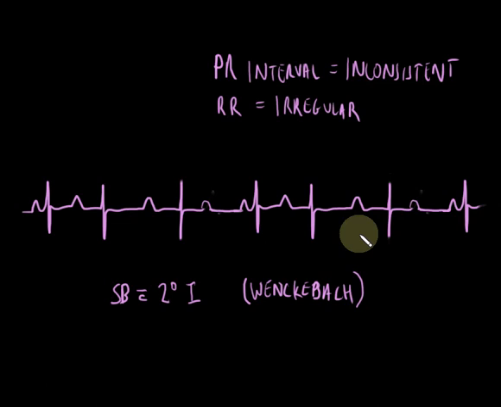I'm going to go ahead and show you a computer example of this one right away so that you can see this. But essentially, PR interval's inconsistent, R to R is irregular. We think we got Wenckebach.